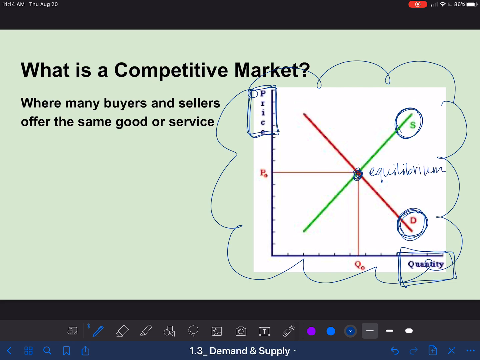And at equilibrium, everyone wins. So we always want to be at equilibrium. Sometimes we drift away from it, but we do always shift back to equilibrium.